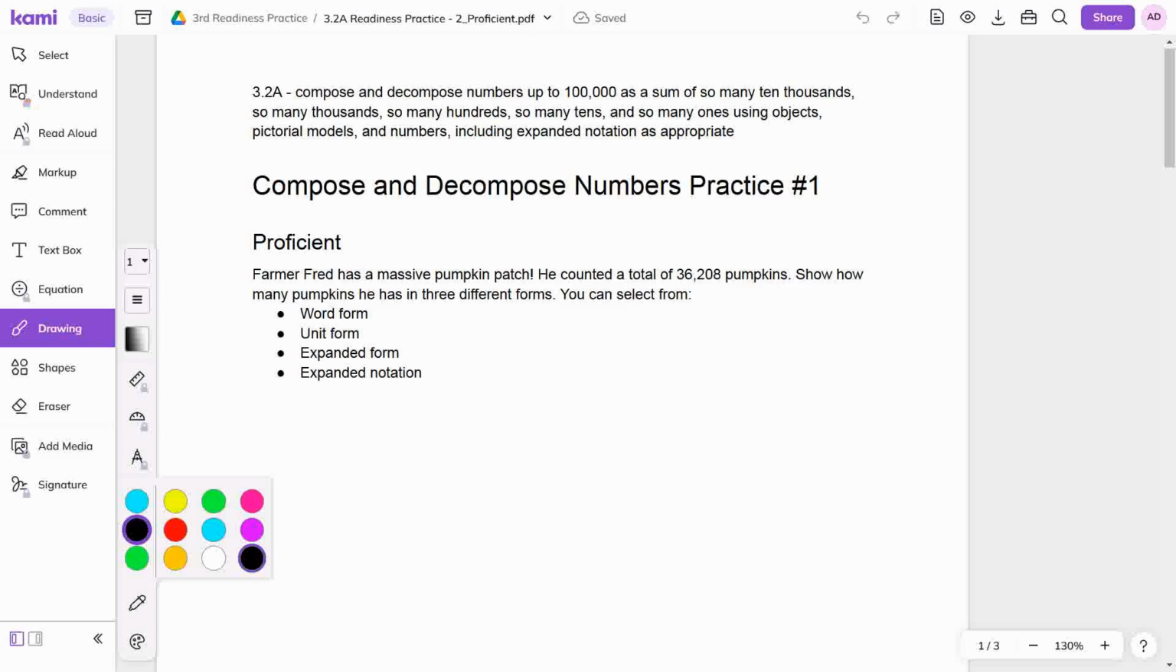Today we are looking at third grade readiness practice 3.2a. We're looking at composing and decomposing numbers, and this is at the proficient level.